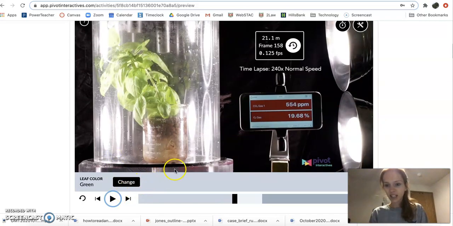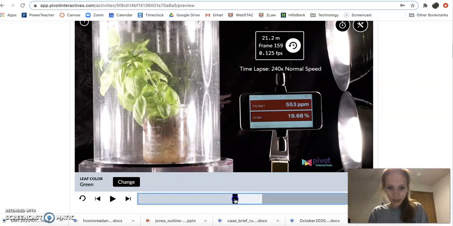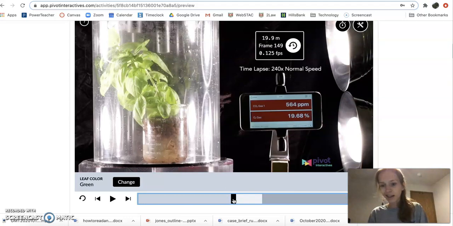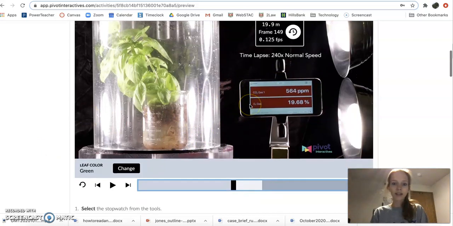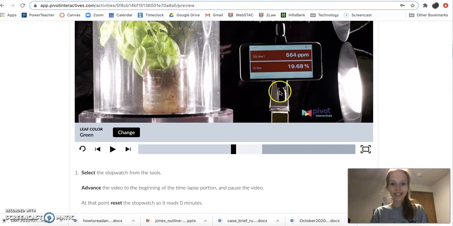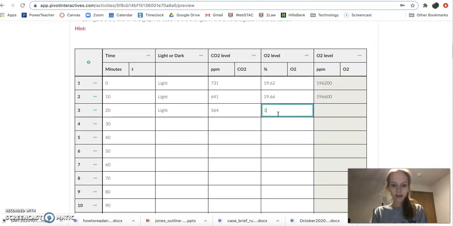Whoop, I kind of missed it. Does it matter? Not really. But let me see if I can pull this bar back to get it just a little closer to 20. Nice. Okay, it looks like I can either get 19.9 or 20.1, but that's good enough for me. So I've got a ppm carbon dioxide level of 564. It's still light. And my O2 level is 19.68.